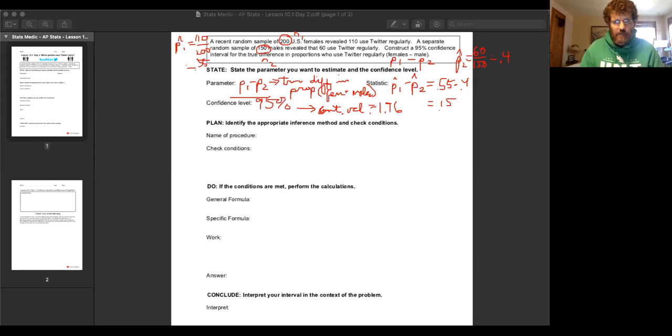Okay, we want to identify the appropriate inference method. So we didn't say it before, but this is what we call the 2 sample z interval.